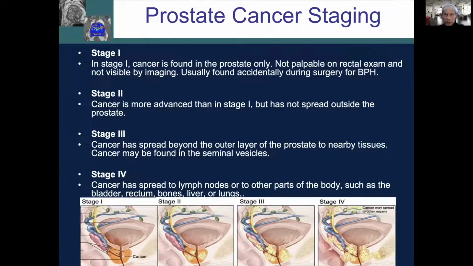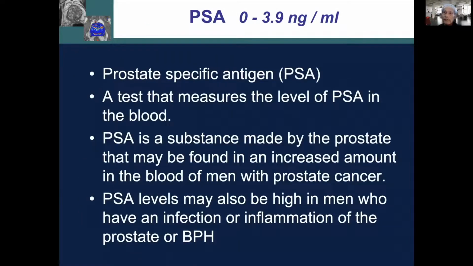Stage 2 prostate cancers are those tumors which are confined to the gland. They have not spread outside of the prostate. Whereas stage 3 cancer has spread beyond the outer layer of the prostate into adjacent tissues. And stage 4 cancers are those which have spread to lymph nodes or other parts of the body, such as the bladder, rectum, bones, liver, or lungs.